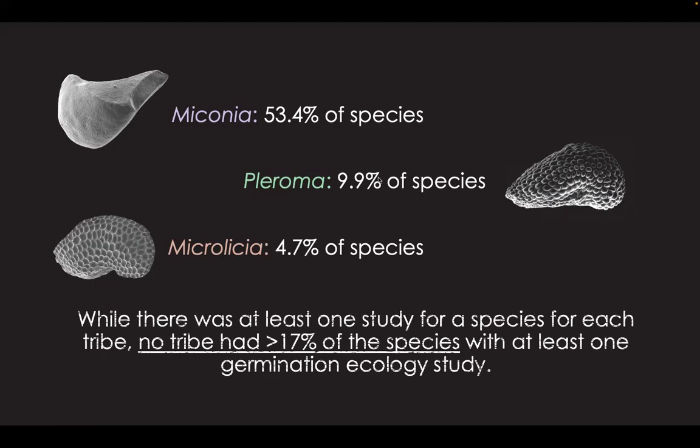And interestingly, we were able to find that every tribe has at least one study about germination ecology. So at least we know something about the germination ecology of each tribe. But if we look at the diversity within each tribe, we see that no more than 17% of the species within a tribe have at least one germination ecology study. So we really do have a huge phylogenetic gap considering the high diversity of this family.